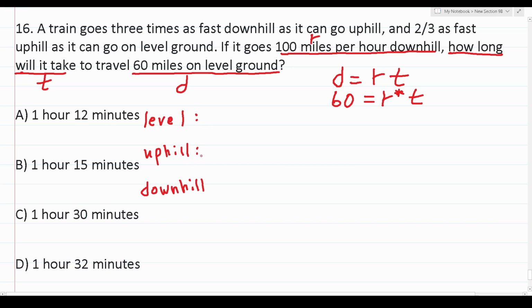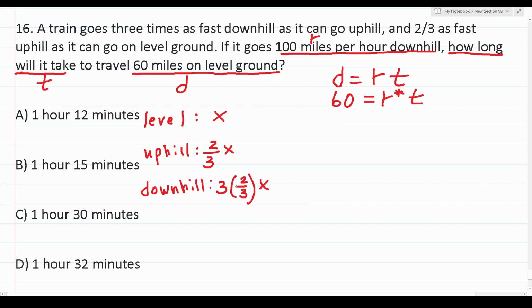So in math, it's customary to represent unknown values with letter variables. So I'm going to say the train goes X miles per hour across level ground. Well, according to the problem, it goes 2/3 as fast uphill as it can go across level ground. So that would be 2/3 x for uphill. And as far as downhill goes, the problem says the train goes 3 times as fast downhill as it can go uphill. So that's going to be 3 times 2/3 times x.